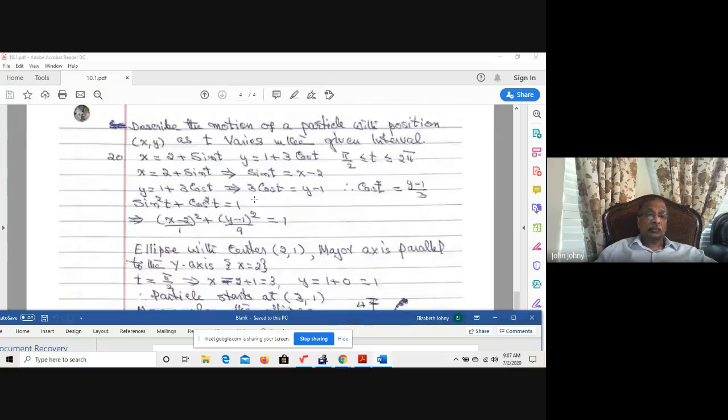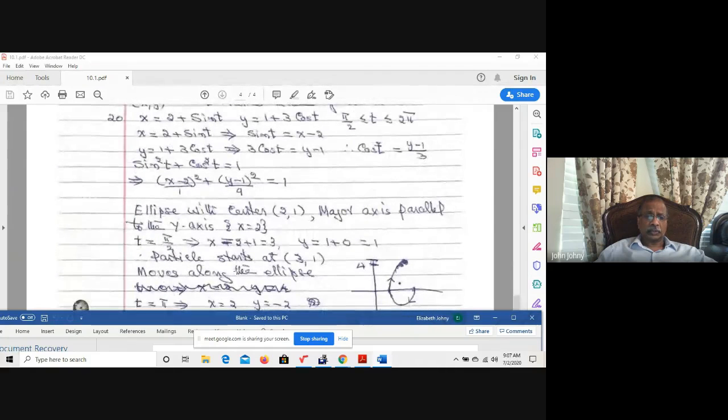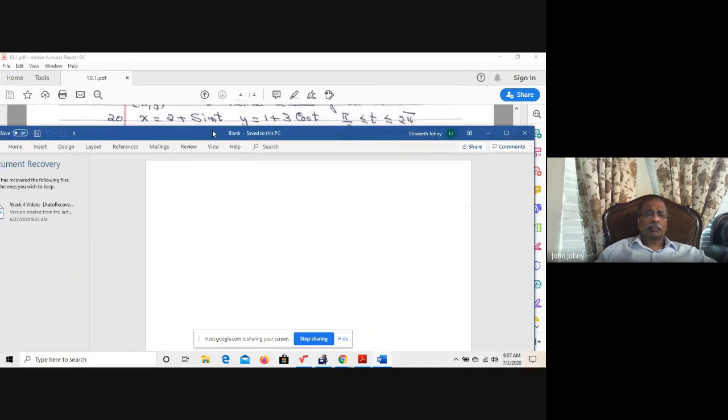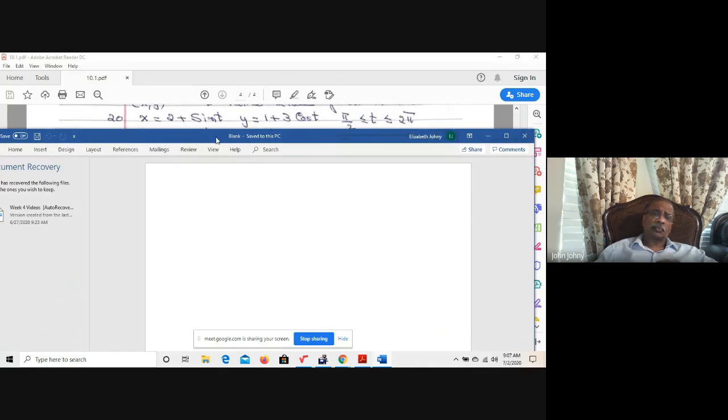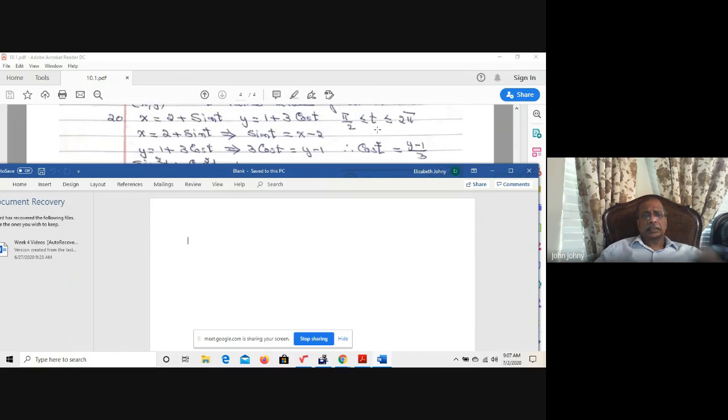Oh, number 20. Question number 20. x is equal to 2 plus sin t, y is equal to 1 plus 3 cos t, pi over 2 less than or equal to t less than or equal to 2 pi. x is equal to 2 plus sin t means sin t is equal to x minus 2. y is equal to 1 plus 3 cos t means 3 cos t is y minus 1. So cos t is y minus 1 over 3.